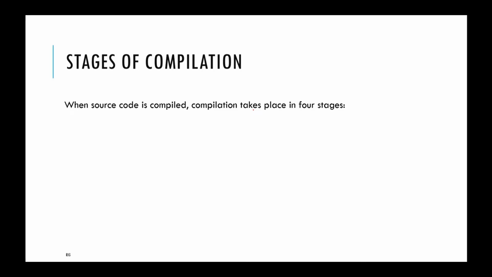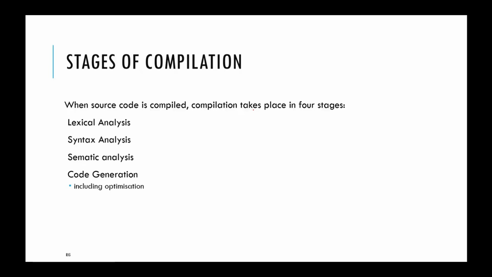Now, you've got 4 stages. You've got lexical, syntax, and semantic analysis. And then we've got this code generation at the end, which can include optimization. Optimization isn't necessary, but all the other stages are. And they have to be done in this order. And the output from one stage then provides input for the next, and so on.